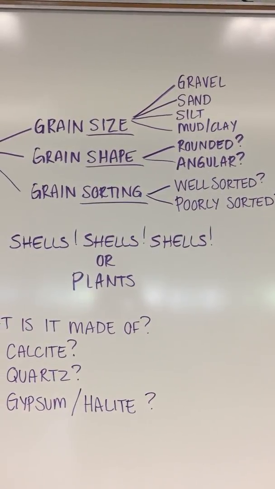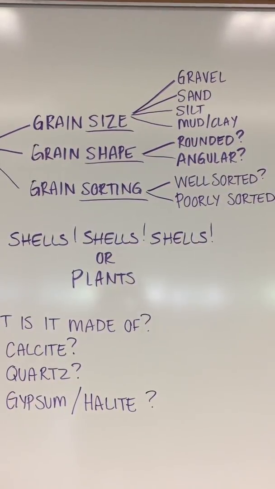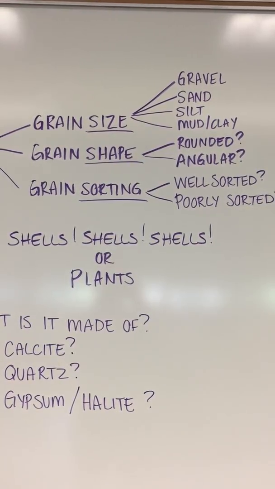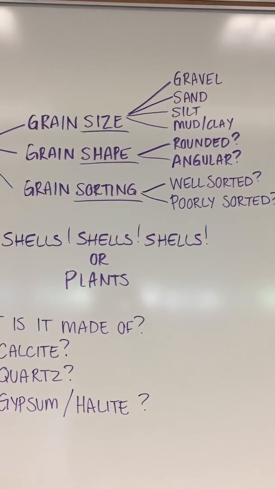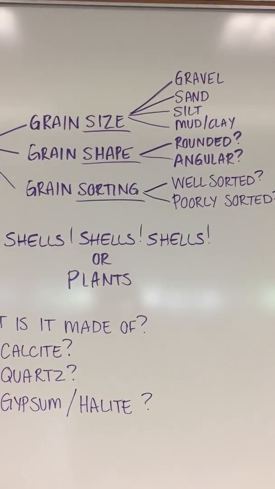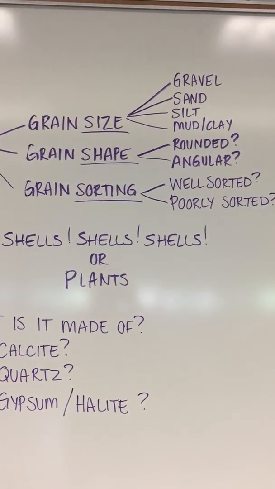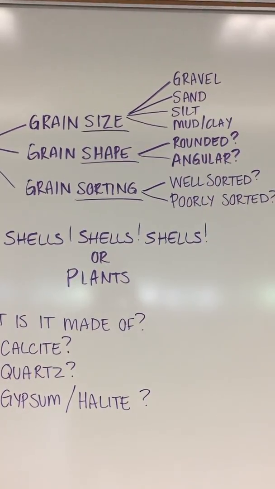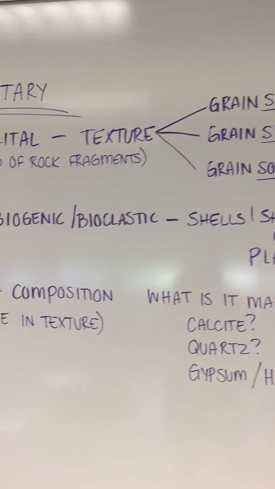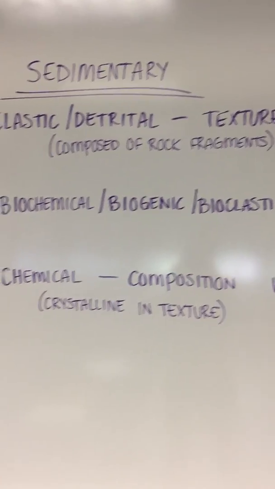So well sorted sedimentary rock means that all of the grain sizes are roughly the same size and they're all roughly the same shape. So something like a sandstone or a siltstone is very well sorted because all of the grains are roughly the same size. They're either sand size or silt size. So that is clastic sedimentary rocks.